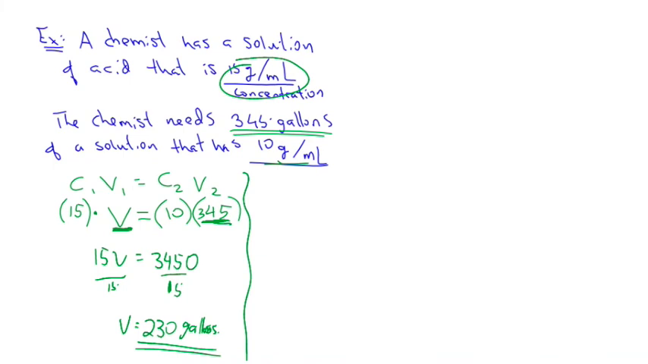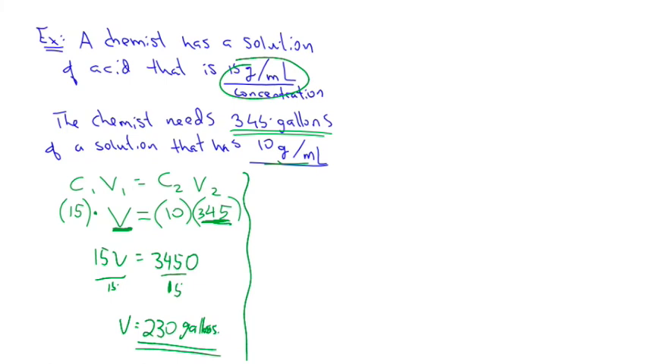How would you do it? He needs 345 gallons. So far, he has siphoned off into his little container 230 gallons of the 15 grams per milliliter. You don't have to set up anything. Add 115 gallons of water. What happens when you add water? It dilutes the concentration down to what we want it to be.